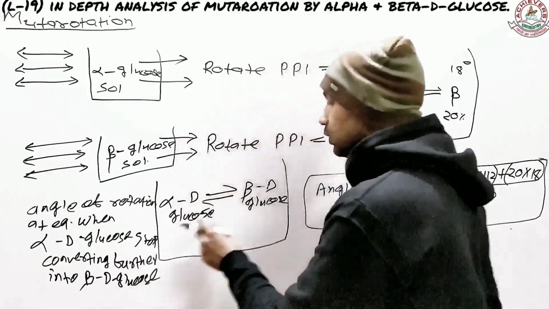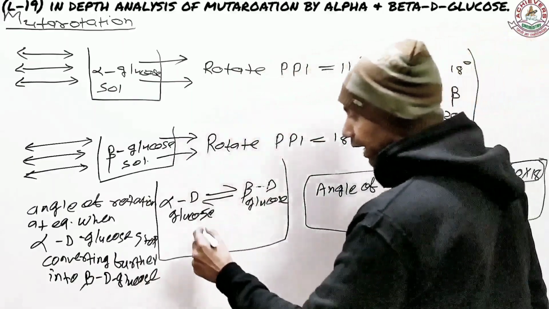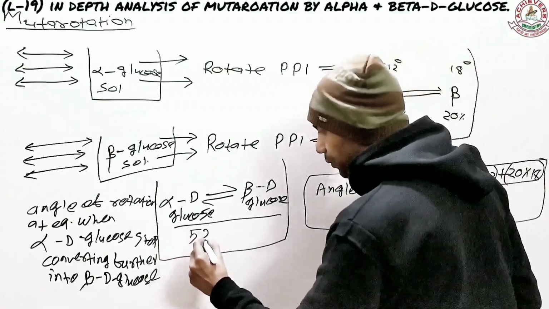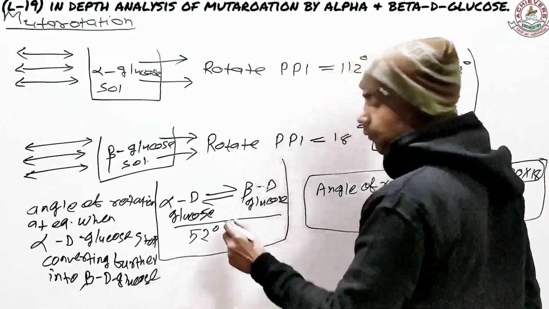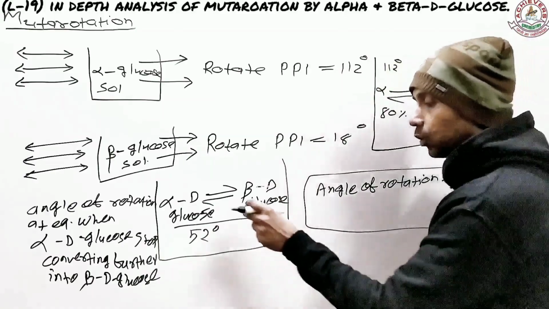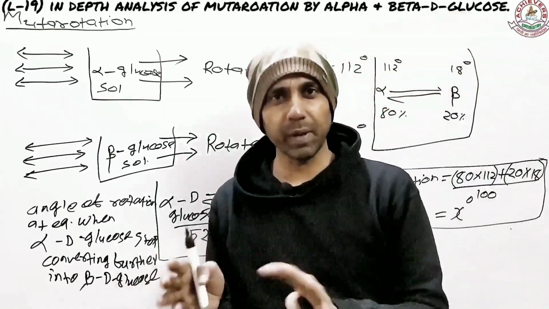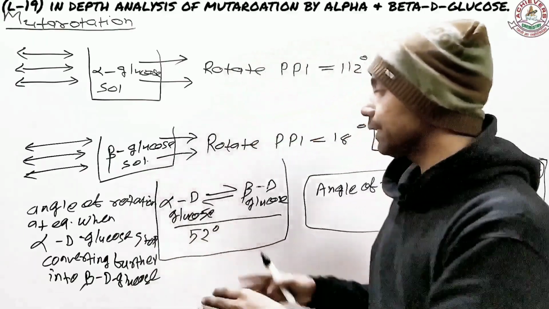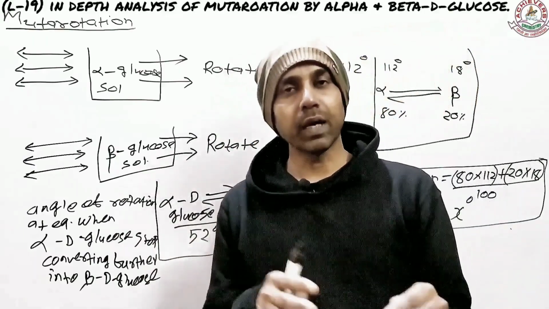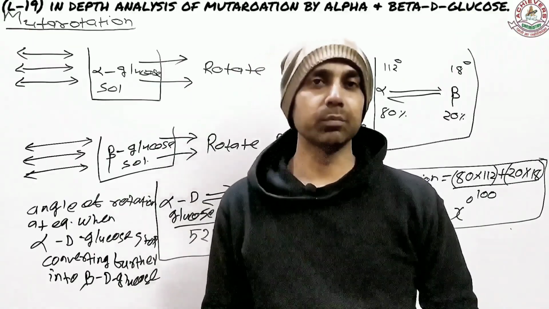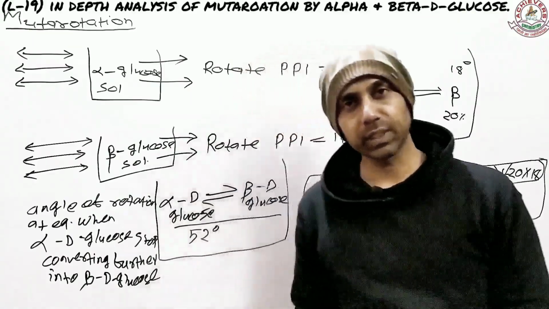So now the question is, what will be the rotation? And I tell you what, finally this rotation value is about 52 degree. 52 degree is the angle of rotation, which may be around 52.45 something. So 52 degree is the angle of rotation when alpha and beta form of glucose are under equilibrium. So this is what mutarotation is.